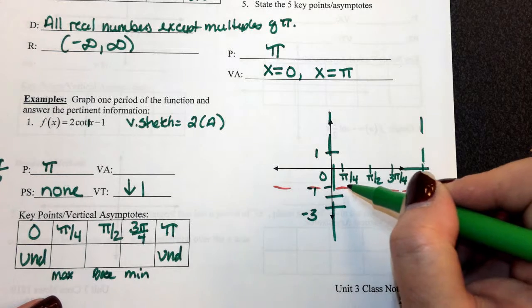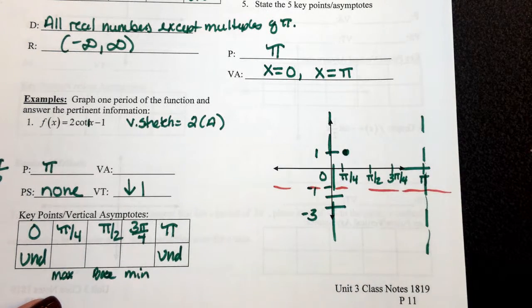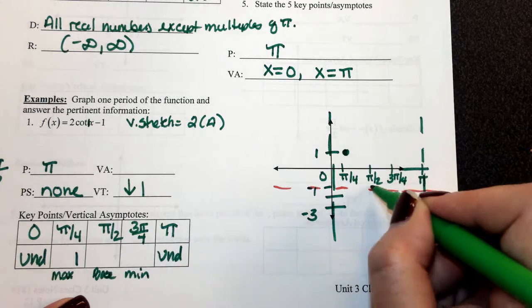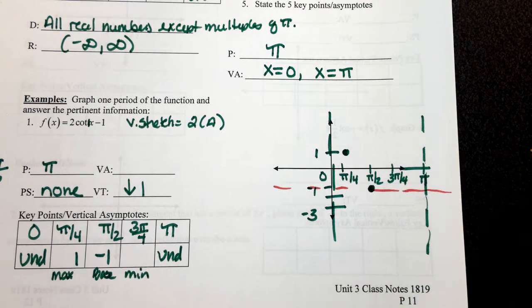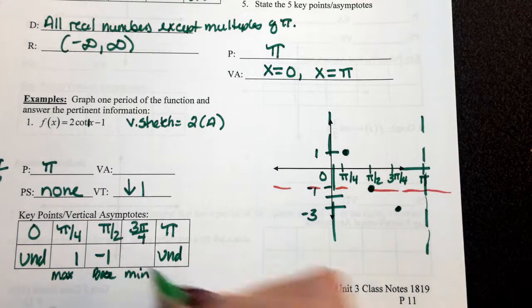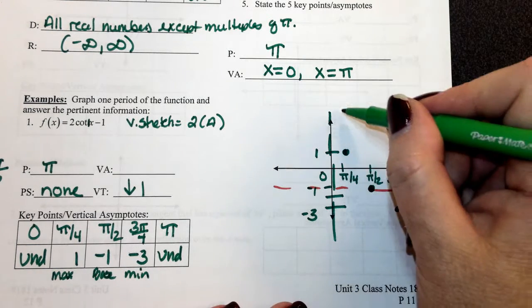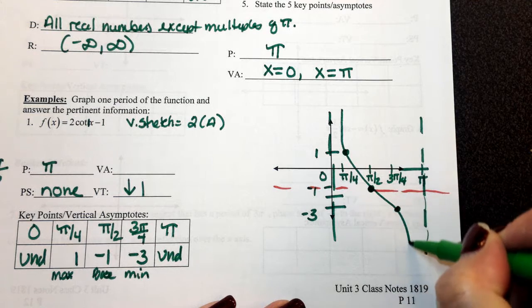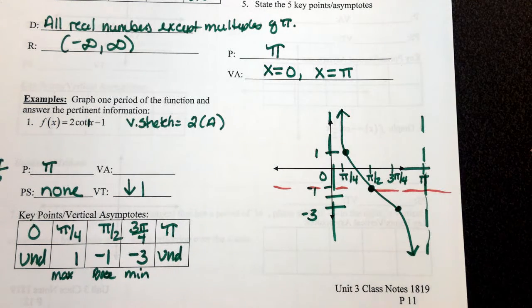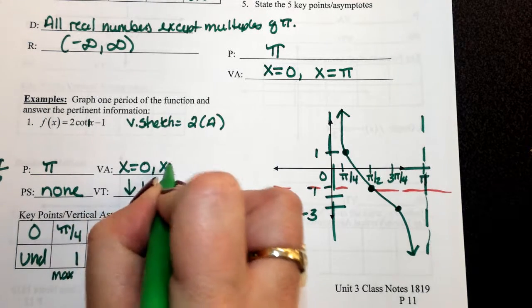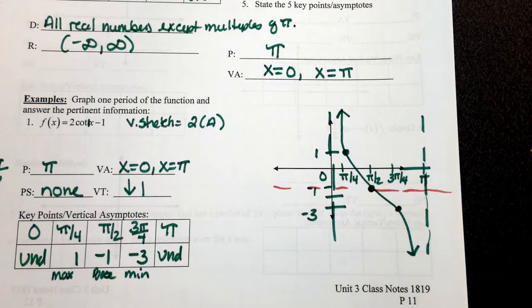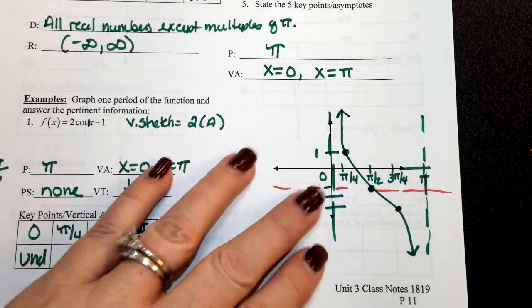But at pi over 4, I have to be 2 units above the baseline, which will put me up here at 1. Pi over 2 is a baseline point, which will put me at negative 1. And then at 3 pi over 4, I'll be 2 units below, which will put me at negative 3. So this is what your cotangent curve with the vertical stretch and vertical shift is going to do. So my asymptotes are at x equals 0 and x equals pi. So any questions on graphing cotangent? Right. So let's take a look at another one.